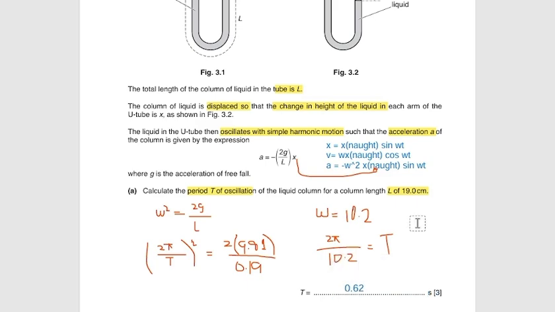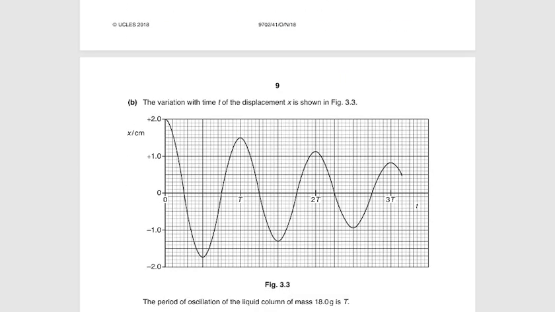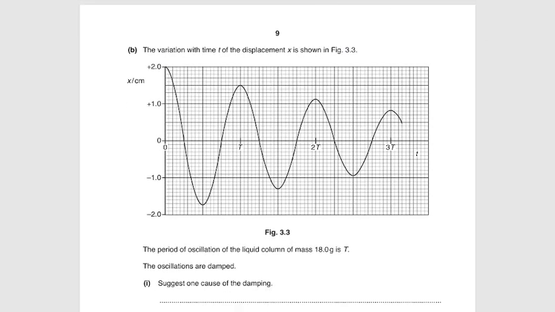Moving on towards the B part. The variation with time t of the displacement x is shown in figure 3.3. They have given us a graph, and you can see from the graph that it's damping. Damping is occurring because initially the amplitude, the x, was 2, and then it gradually decreased. The period of oscillation of mass 18 gram is T. The oscillations are damped. Suggest one cause of the damping.